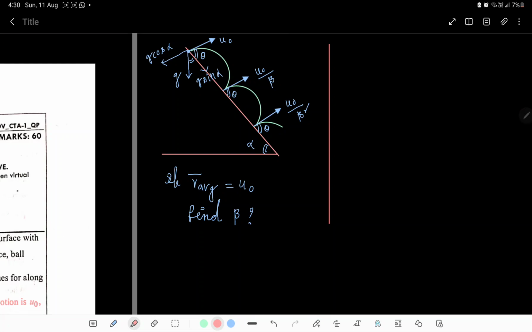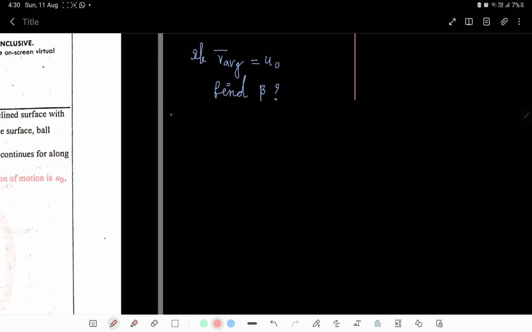If this angle is alpha and there is a body over here, this g will be downward like this, and we put it into components. Perpendicular to the inclined plane it will be g cos alpha, and parallel to the inclined plane it is g sin alpha. Let's say logic number 1 is the time period.